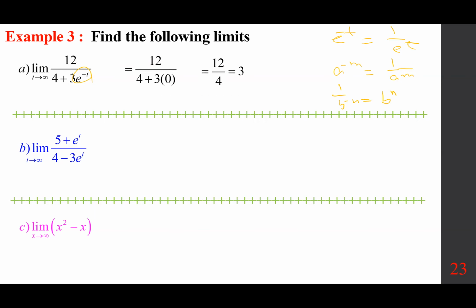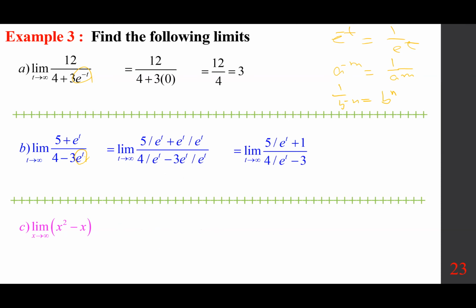Part B is not a polynomial. However, we treat it as such because we have to divide by the highest value in the denominator, which is e to the power of t. When we do that and we simplify, this is what we get. And this goes to 0, this goes to 0, and you end up with positive 1 over negative 3, which is negative 1/3. You plug in, you get infinity minus infinity.